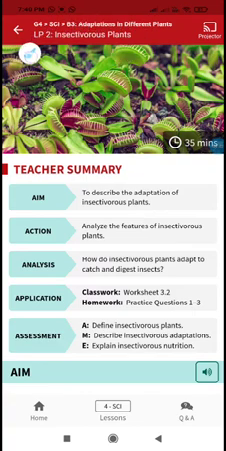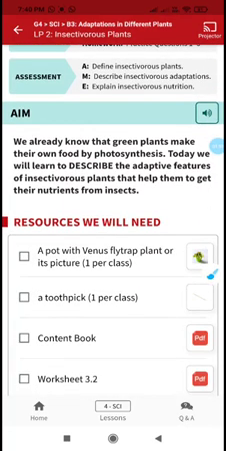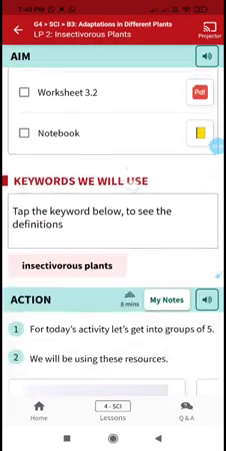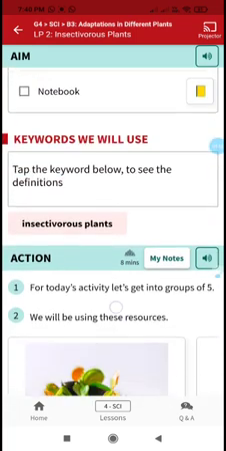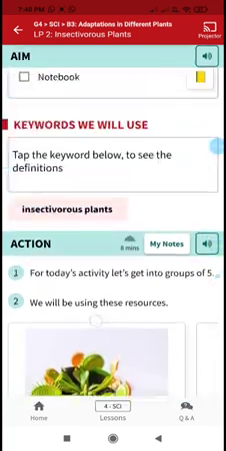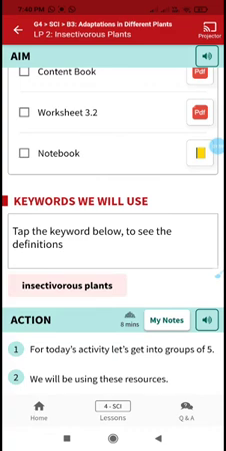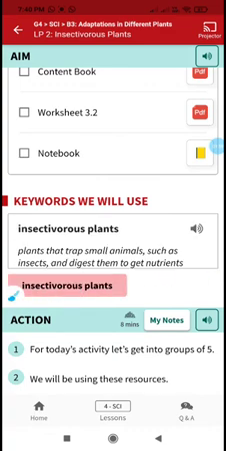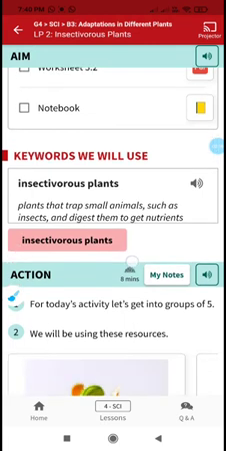It's so interesting, right? Plants are eating insects. This is a new term you are coming across, right? How they are able to eat insects, we'll see now. But before that, let us see the meaning of insectivorous plants: plants that trap small animals such as insects and digest them to get the nutrients. Just now I told you the meaning of insectivorous plants.